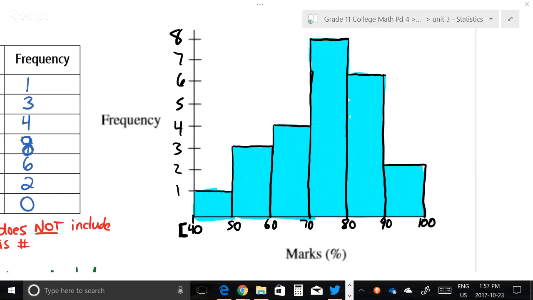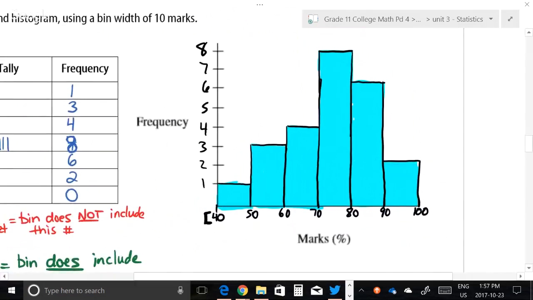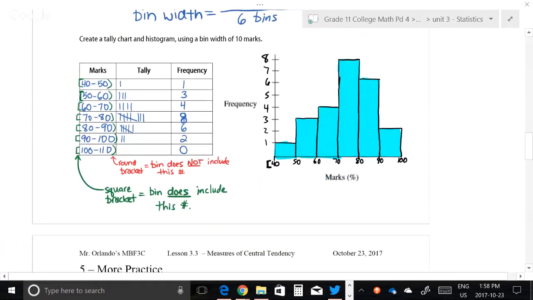Okay, so let's take a look here. This is a histogram. A histogram shows you the same thing a bar graph does, but the data is in ranges.